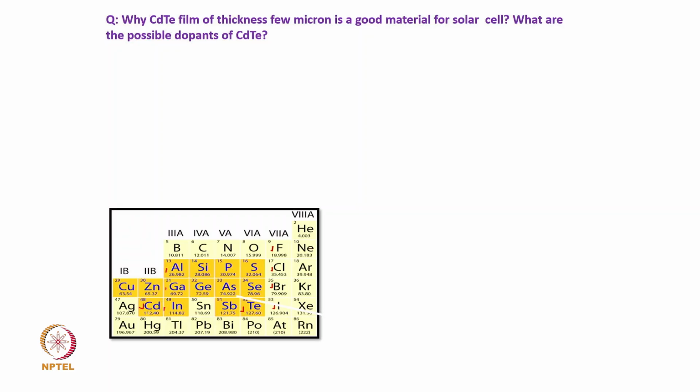If we want to make p type CdTe, then again we look at cadmium and at the elements in 1B, that means copper, silver, gold. If we dope copper, silver, gold on the cadmium side, then it becomes p type. And if we dope phosphorus, arsenic, antimony, which are 5A elements, on the tellurium side, then also it becomes p type. So, these are the elements which we can choose to make p type and n type cadmium telluride.